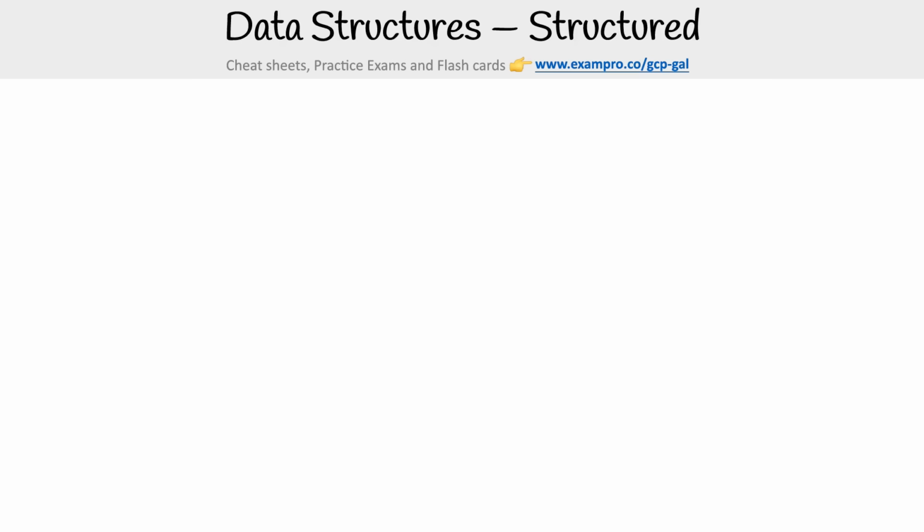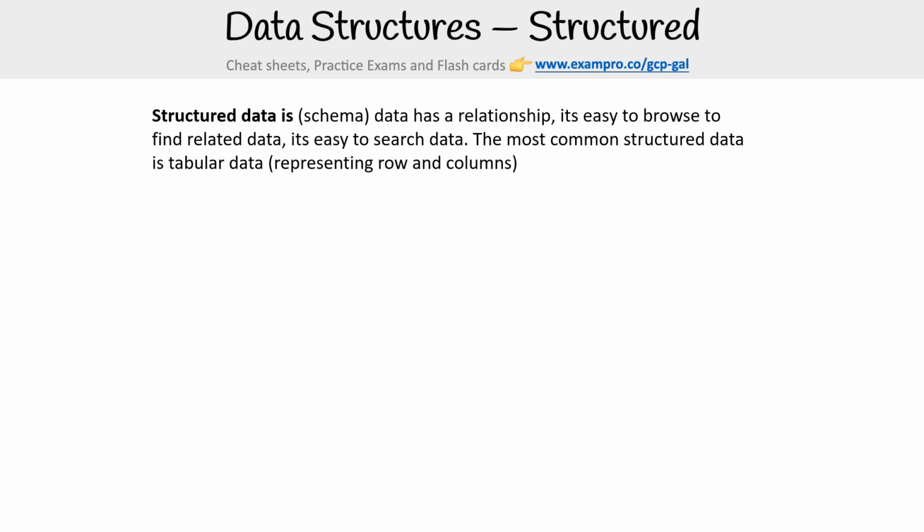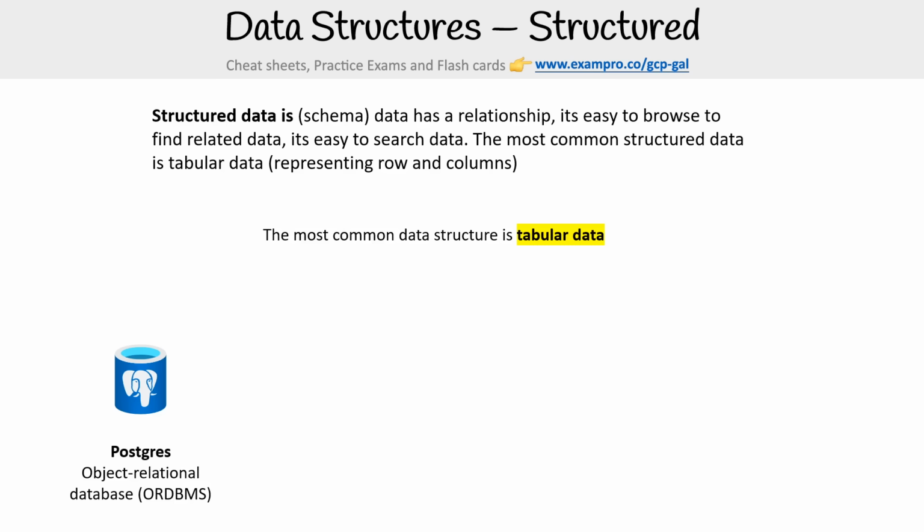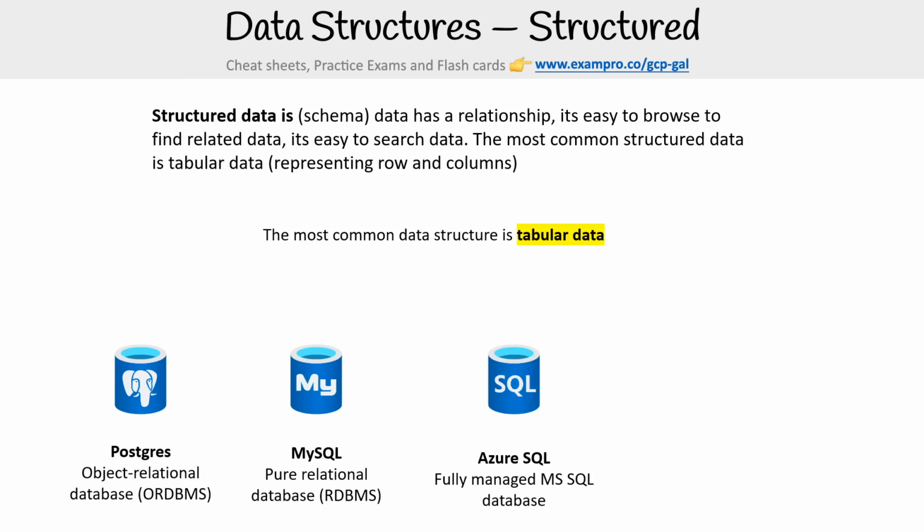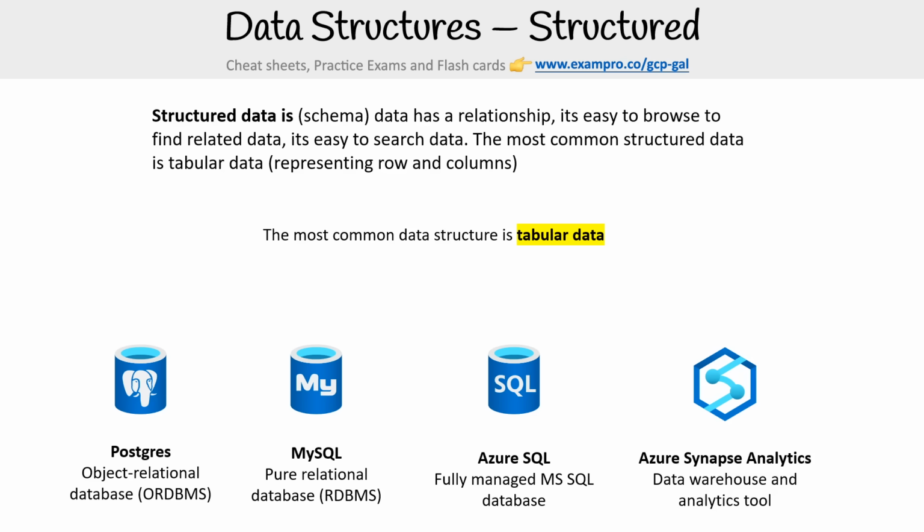All right, let's talk about structured data. So structured data has a schema, and the data has a relationship. It's easy to browse to find related data. It's easy to search data. The most common structured data is tabular data, representing rows and columns, right? So examples here for Azure would be Azure Database for PostgreSQL, Azure SQL for MS SQL, and Azure Synapse Analytics, which is the data warehouse service, okay?